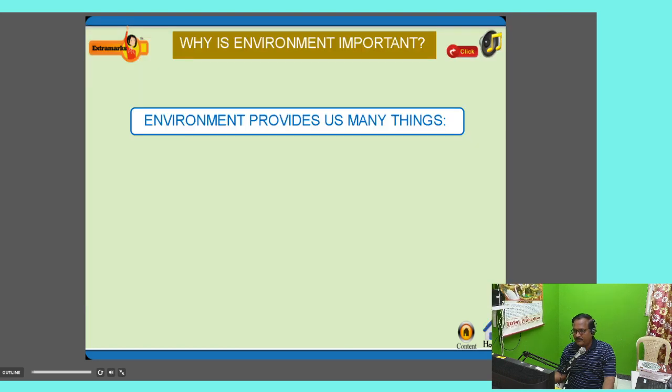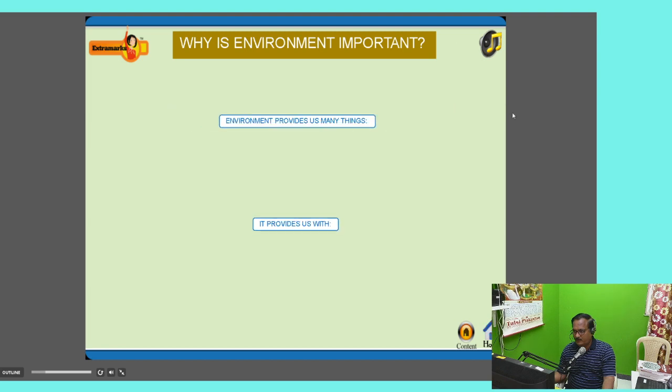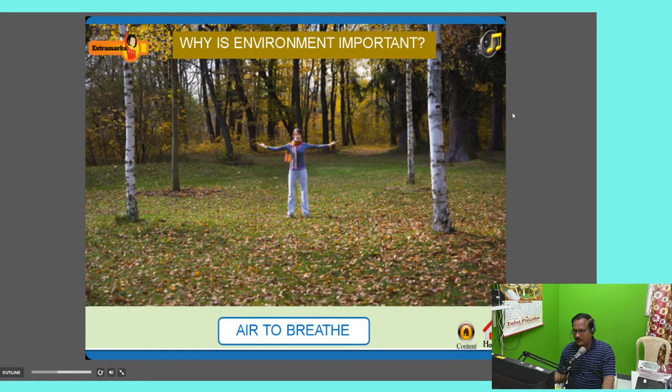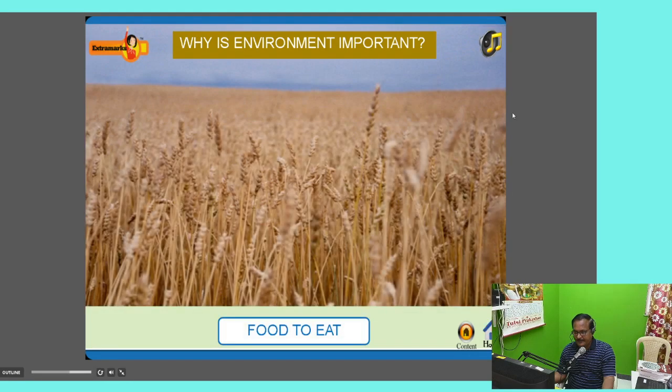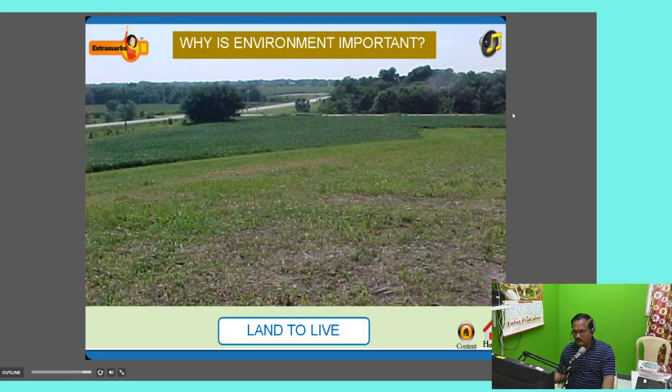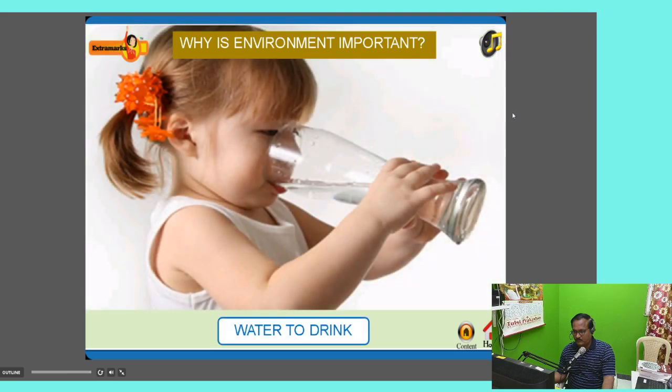Why is the environment important? Environment provides us many things. It provides us with air to breathe, food to eat, land to live, and water to drink. So the question is, why is environment important to us? This is the question, you have to write it. Okay.